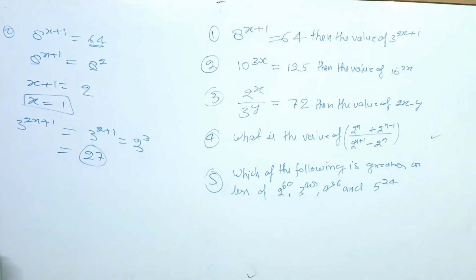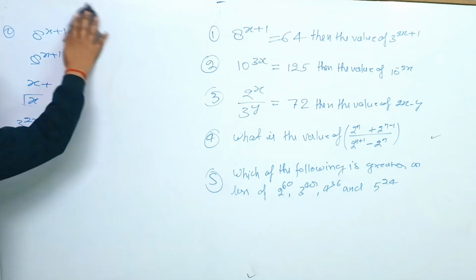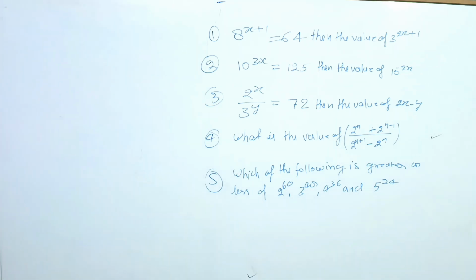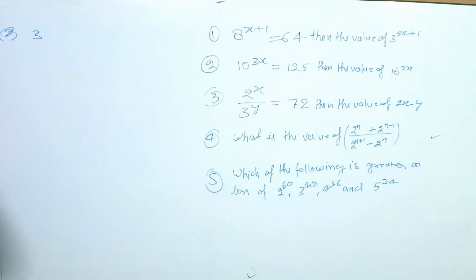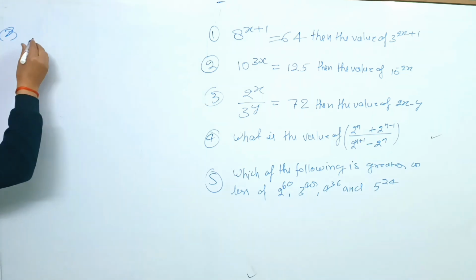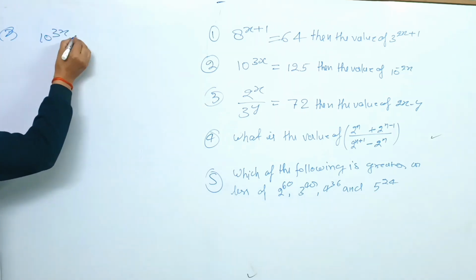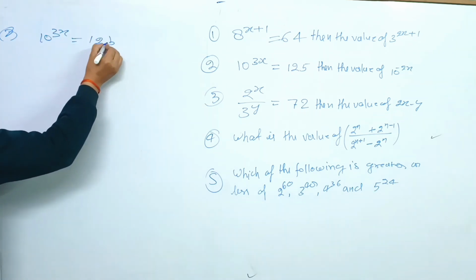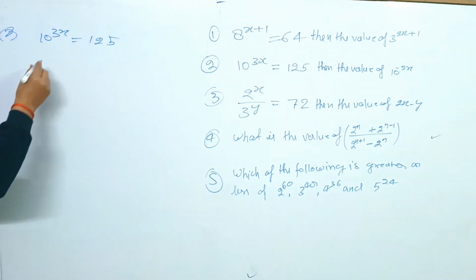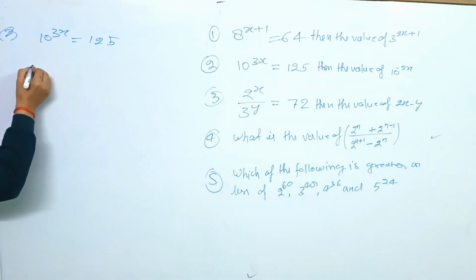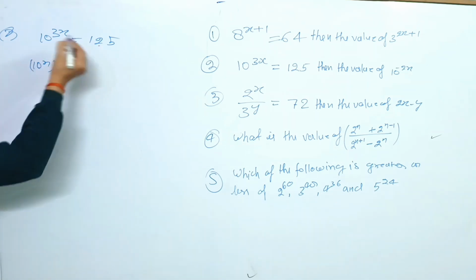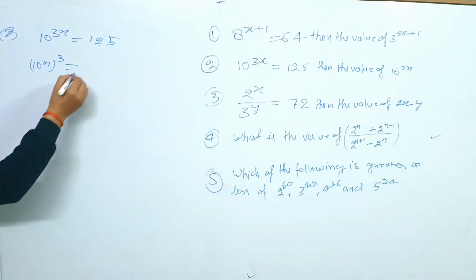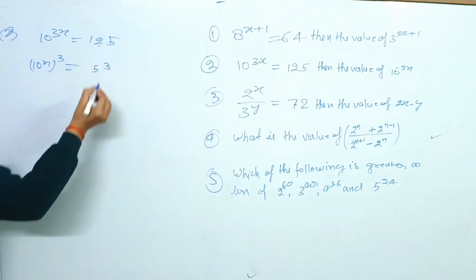Next is question number 2. Question number 2: 10 to the power 3x is equal to 125. Now we can write 10 to the power 3x as 10 to the power x, whole to the power 3, and we can write 125 as 5 to the power 3.